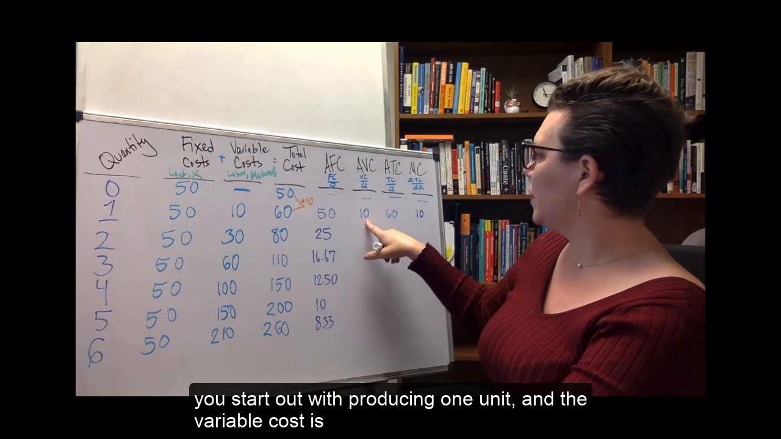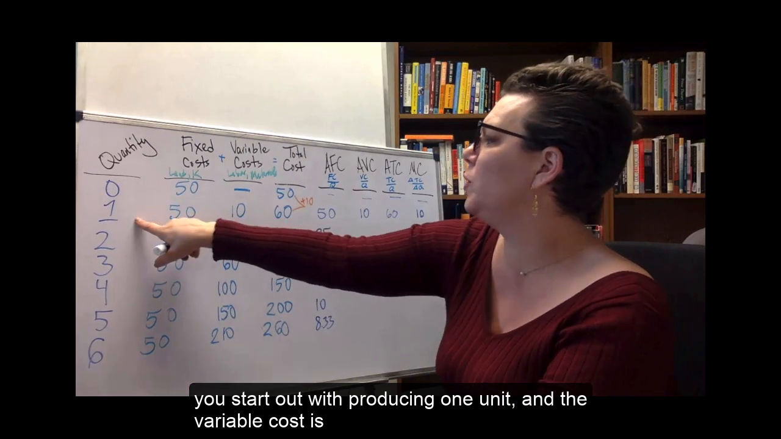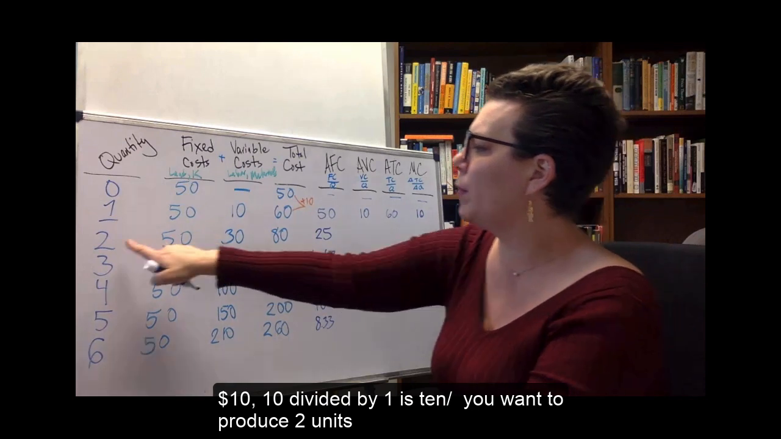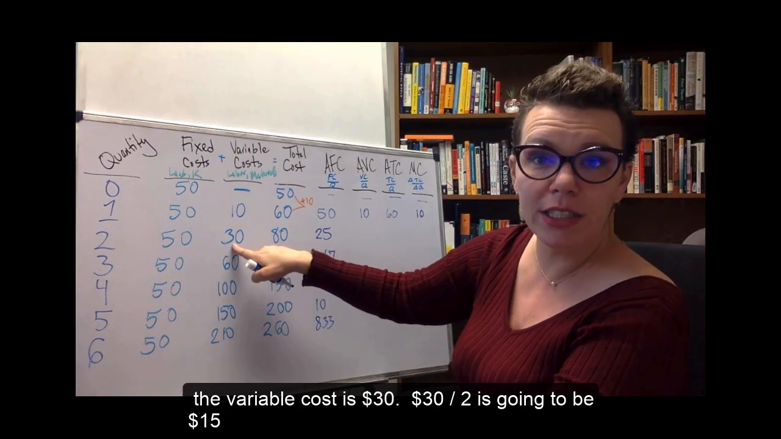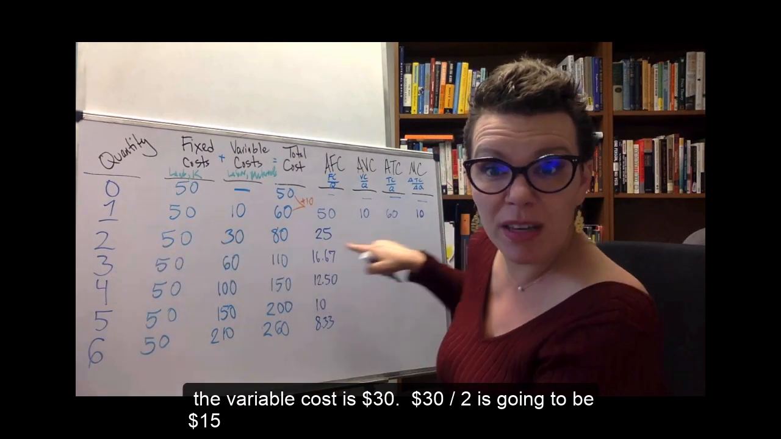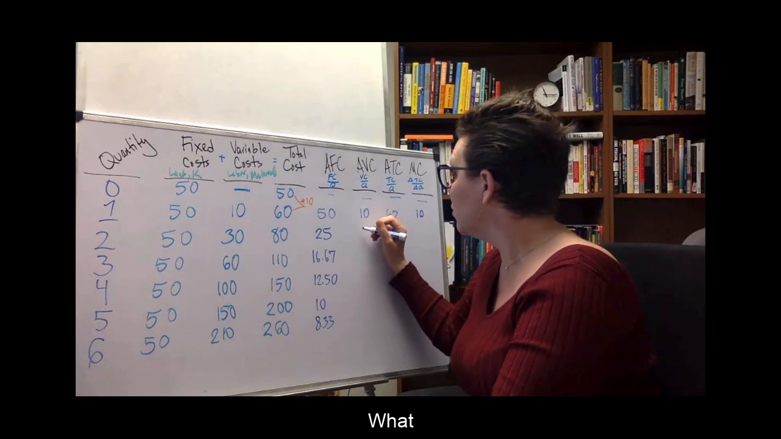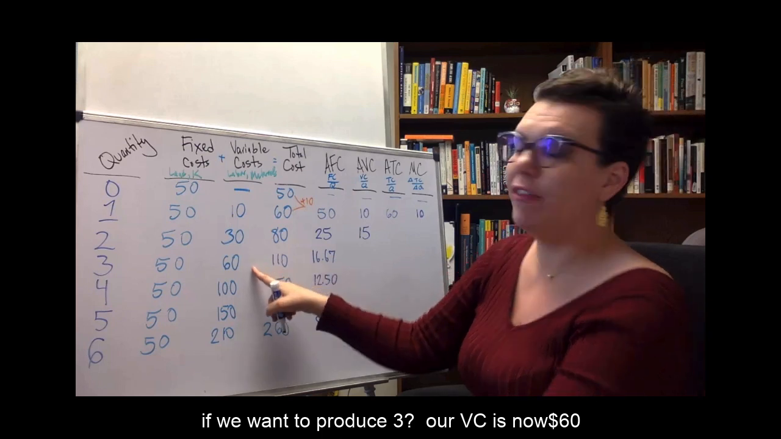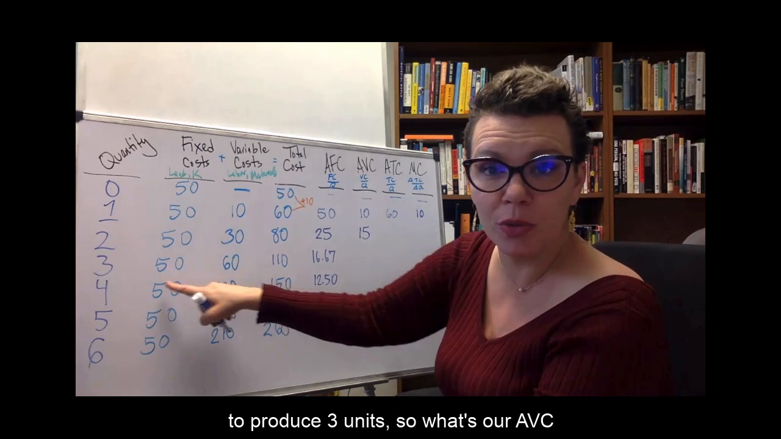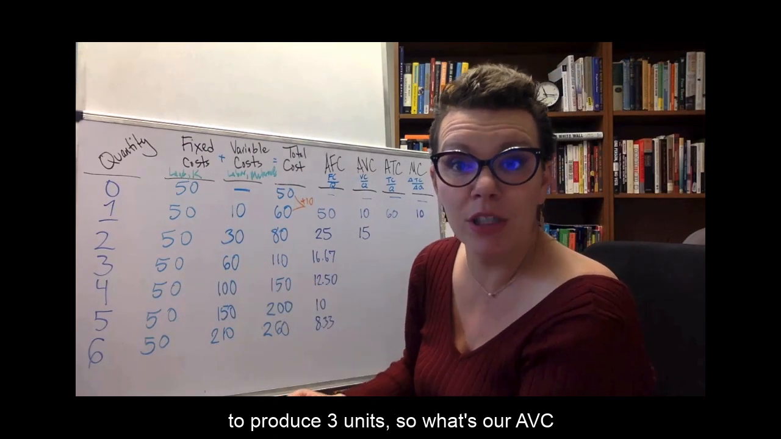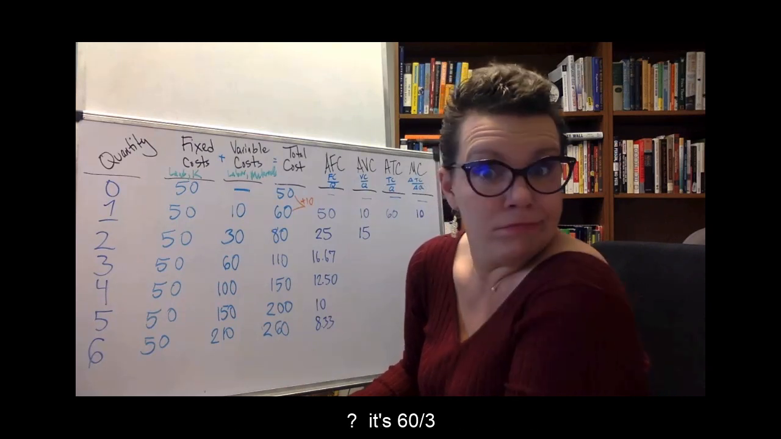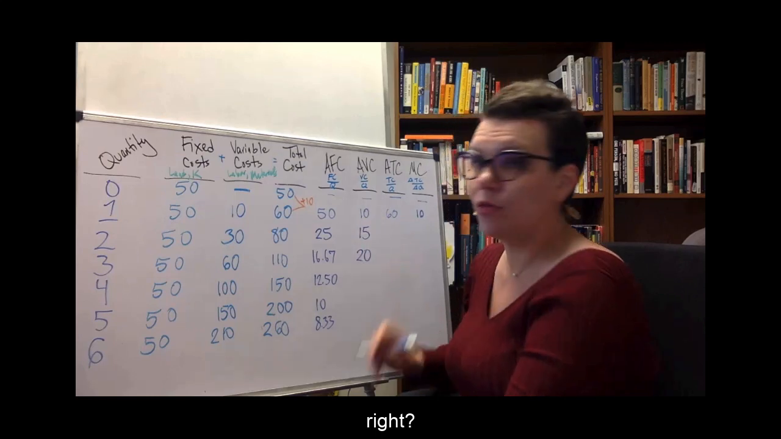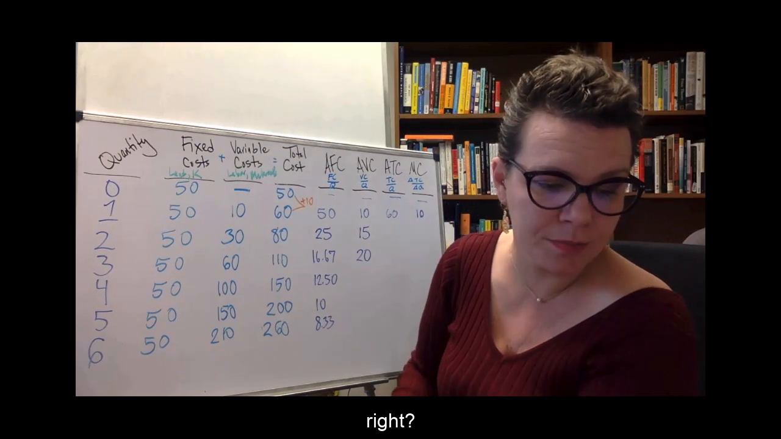So let's see. We start out with producing 1 unit. The variable cost is $10. 10 divided by 1 is 10. If we want to produce 2 units, the variable cost is $30. 30 divided by 2 is going to be 15. What if we want to produce 3 units? Our variable cost is now $60 to produce 3 units. So what's our average variable cost? 60 divided by 3. Right? So far, so good?